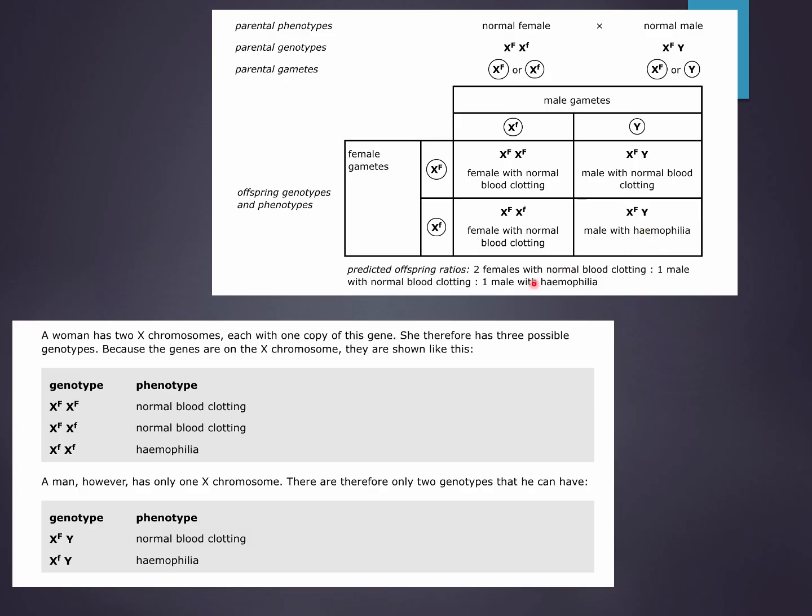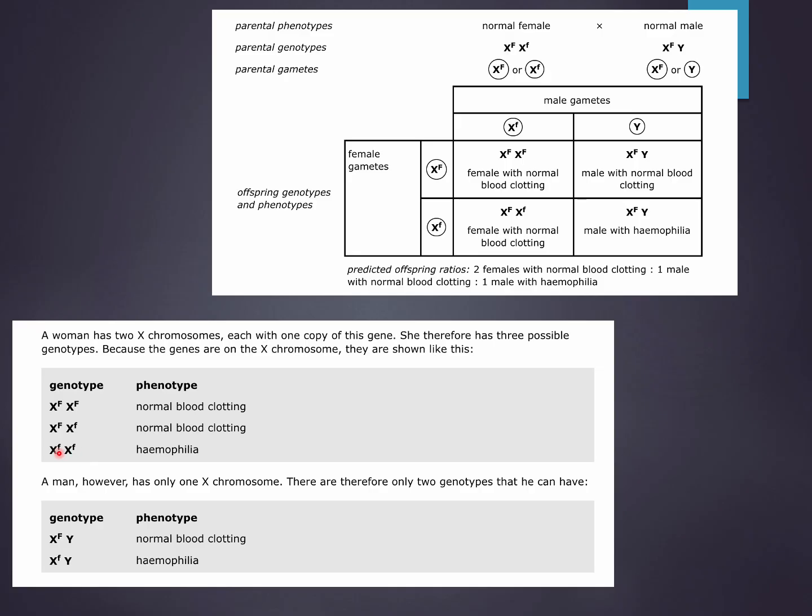So we have two females with normal blood clotting. Again, one does have a carrier though, and then one male that's normal, and then a male with hemophilia. Looking at the females, because they have two X chromosomes, you have three possibilities. Okay, this is a normal clotting individual. This one, also normal clotting because the dominant trait for normal blood clotting, but again, also a carrier.